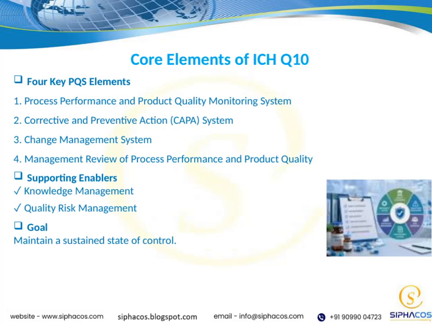Let's break down the core elements of ICH Q10. At its heart, there are 4 key elements in the pharmaceutical quality system. First, we have the process performance and product quality monitoring system, keeping a constant eye on how things are running. Next is the corrective and preventive action system, or CAPA, fixing issues before they become problems. Then, the change management system, managing any adjustments carefully. Finally, management review, leaders regularly assessing performance and quality. Supporting all this are knowledge management and quality risk management. Together, they help maintain a sustained state of control.